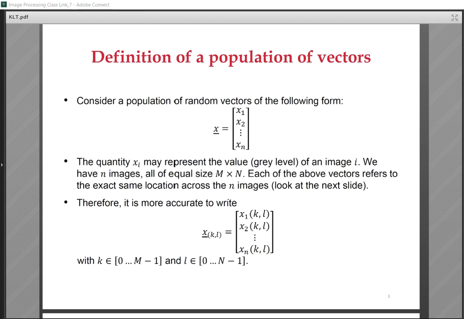After defining eigenvalues and eigenvectors, now the definition of a population of vectors. Consider a population of random vectors of the following form.